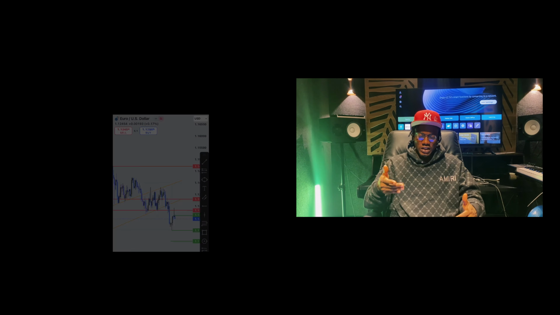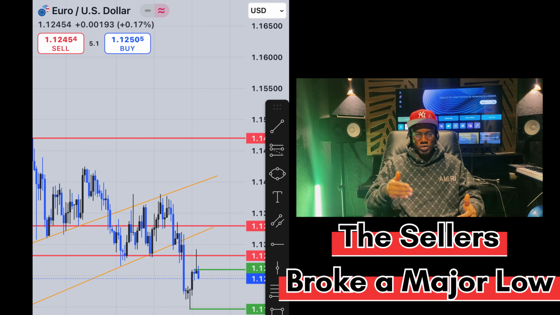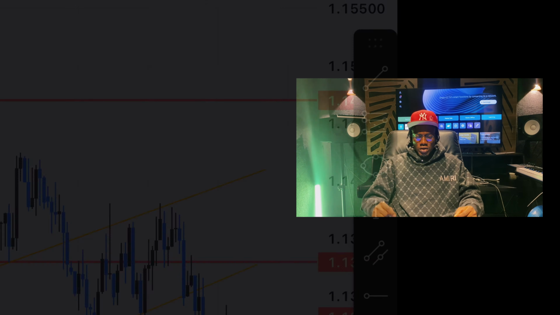As of recent, you can see that there is a range-bound movement in the Euro USD. Of course, that's what I've been preaching since last week. The Euro USD has been on a range, and recently the sellers took over the buyers and broke down a major low. The market has been ranging. Now there's no clear price action, but there is a directional movement, so you can capitalize on this.